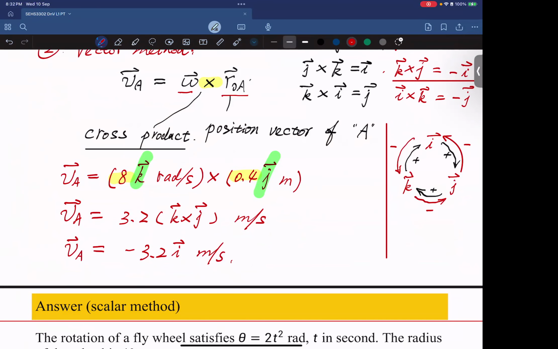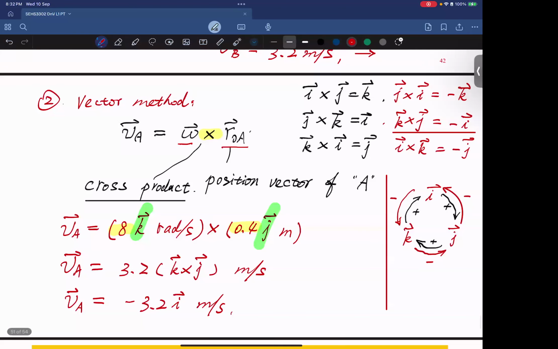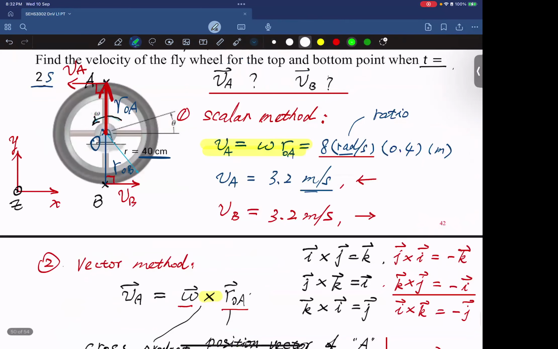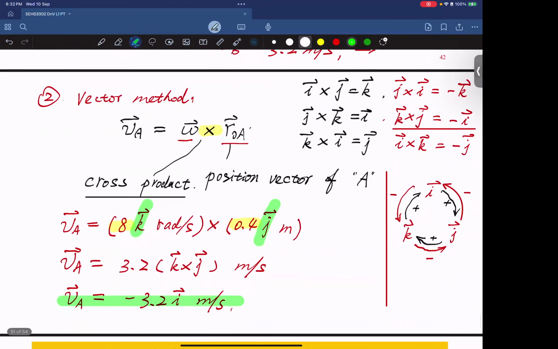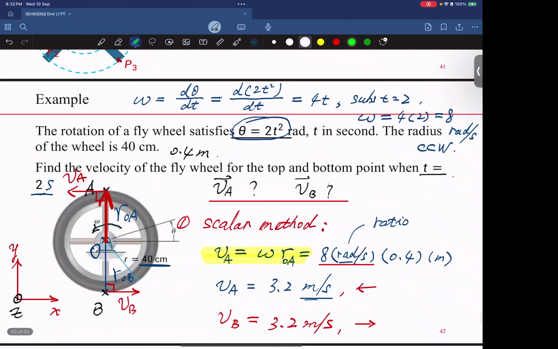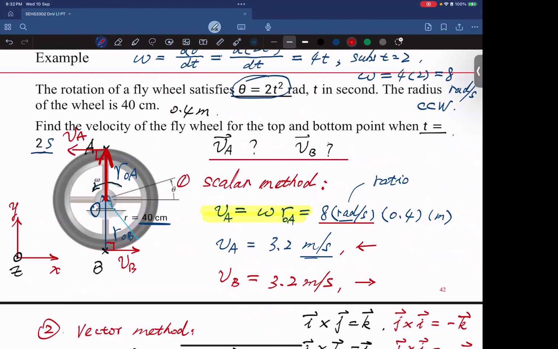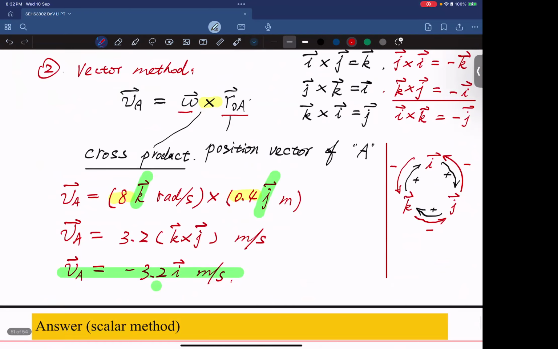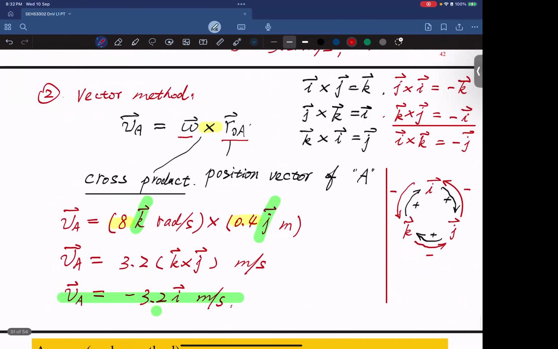So this is v_A, and after we got this answer, how do we interpret it back into the problem? We can see it's a negative i, right? The magnitude is 3.2, and the direction is negative i. Therefore, it is totally the same as before, right? So negative i direction is to the left. Therefore, we can calculate both the direction and the magnitude simultaneously.